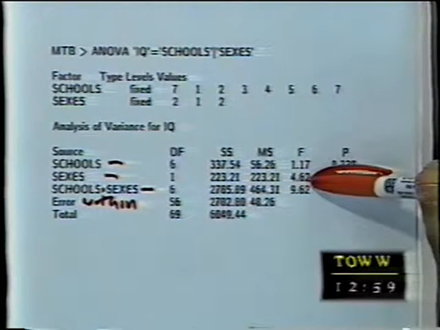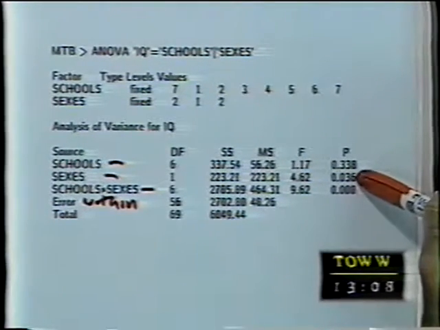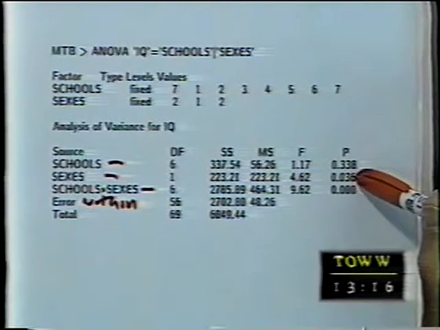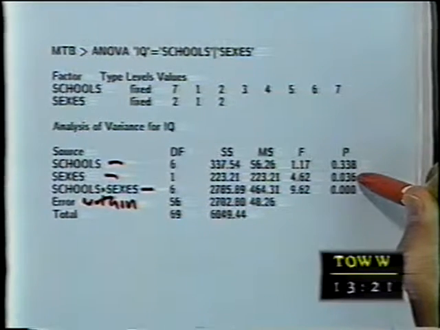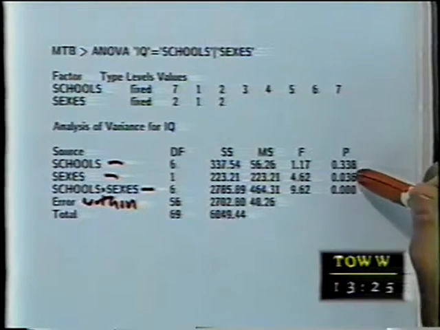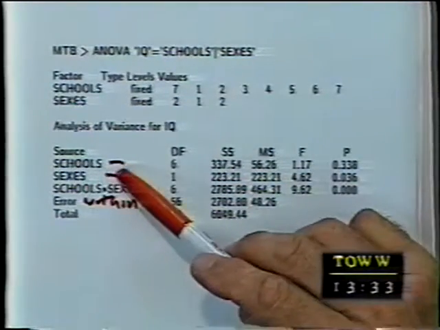Now let's look at the sexes. 0.036. If I were to make a 0.1 level test, a 10% level test, 0.1 is bigger than 0.036, and therefore I reject the hypothesis that sexes don't count, that there's no difference between sexes. In other words, I've demonstrated at the 10% level that there is a difference between the sexes. Someone says make a 5% level test. 0.05 is bigger than this. I can reject the hypothesis that there's no sex effect and say, yes, there is a difference between the sexes.